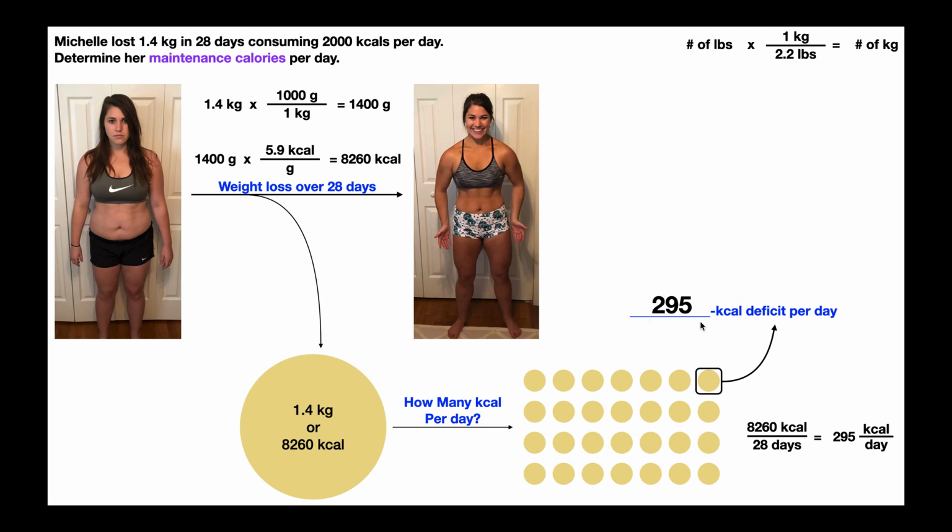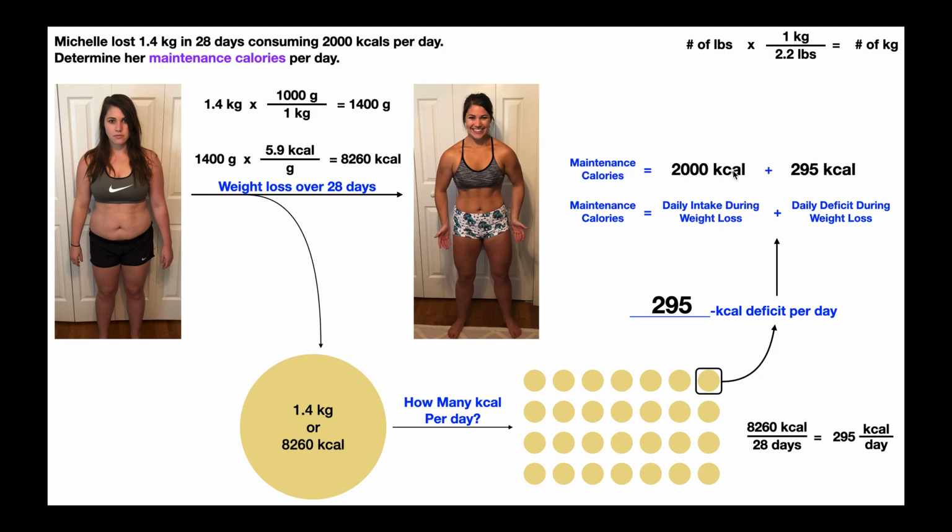Now with this information, we can determine the maintenance calories. The maintenance calories are going to be the sum of the daily caloric intake during weight loss plus the daily deficit during weight loss. But what was her daily intake during weight loss? Well, that was 2,000 kcals. It tells us that in the question. In other words, that was the number of calories she was eating per day in order to lose 1.4 kilograms in 28 days. And then the daily deficit was what we just determined per day during the weight loss. That was 295 kilocalories. And so the maintenance calories is just the sum of those two.